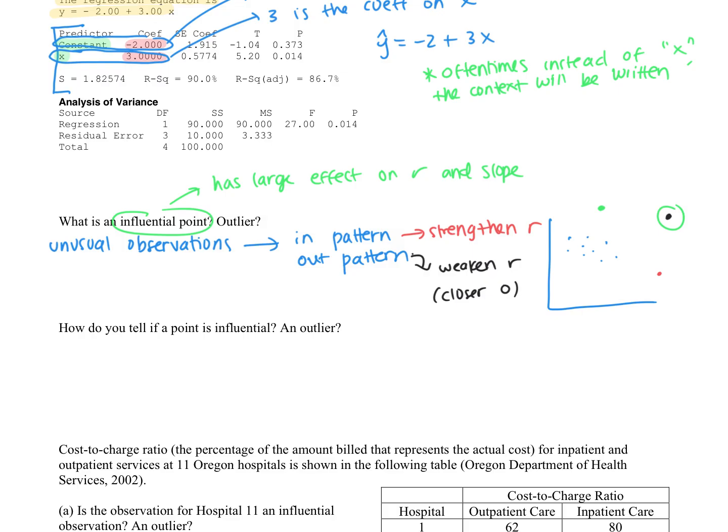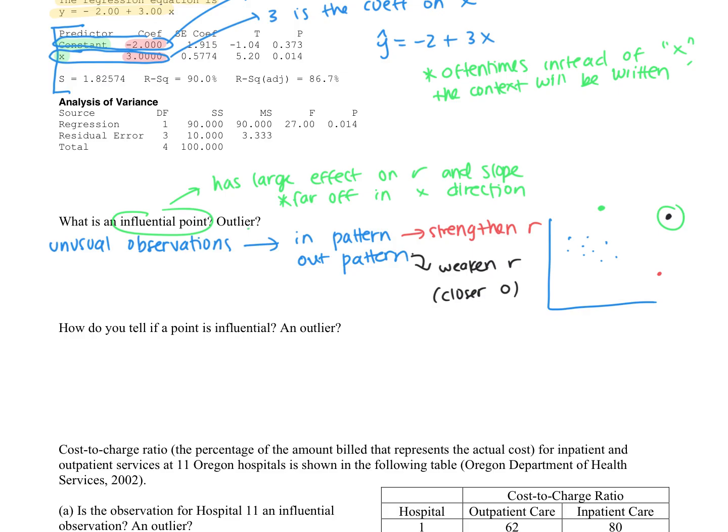Points that are influential are far off in the x direction. In my head, I was thinking like outside the domain of the main clusters. Exactly, outside of the domain. So that black point is an influential point in all likelihood. It's probably having a large effect to weaken r.